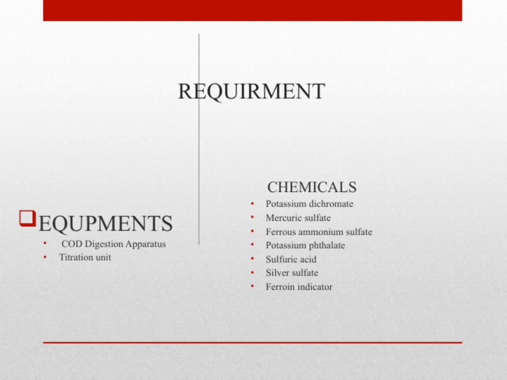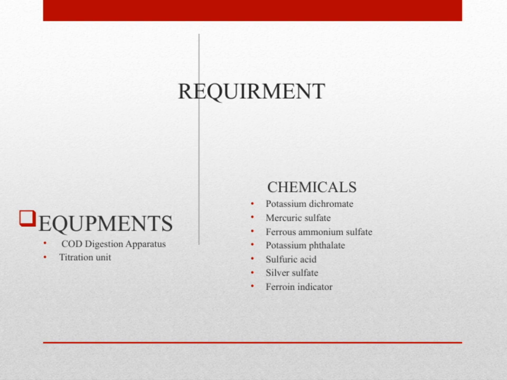Today, I'll be talking about the essential equipment and chemicals we need for our analysis. First, we have the COD digestion apparatus, which is crucial for breaking down organic matter in our samples efficiently. Alongside that, we need a titration unit, which allows us to perform precise titrations to determine the concentrations of various substances. Moving on to chemicals, we rely on potassium dichromate as our primary oxidizing agent.